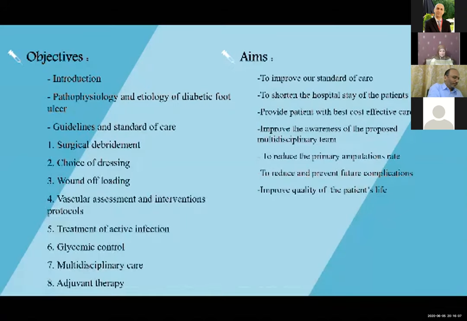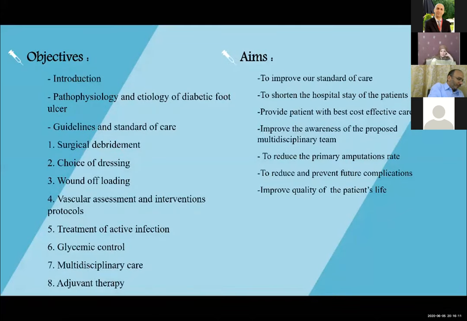The aim of the standard of care and the guidelines for the treatment of diabetic foot infection is to improve our standard of care, to shorten the hospital stay of the patient, to provide the patient with the best cost-effective care, to improve the awareness of the proposed multidisciplinary team, to reduce the primary amputation rate, to prevent future complications, and to improve the quality of the patient's life.